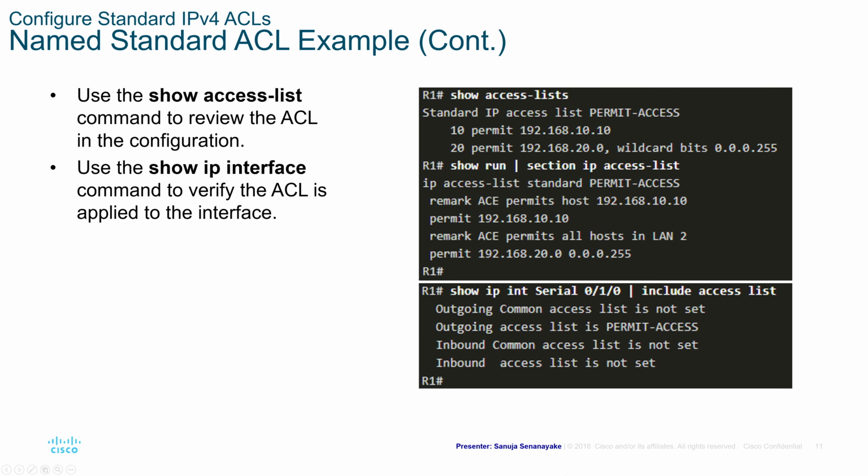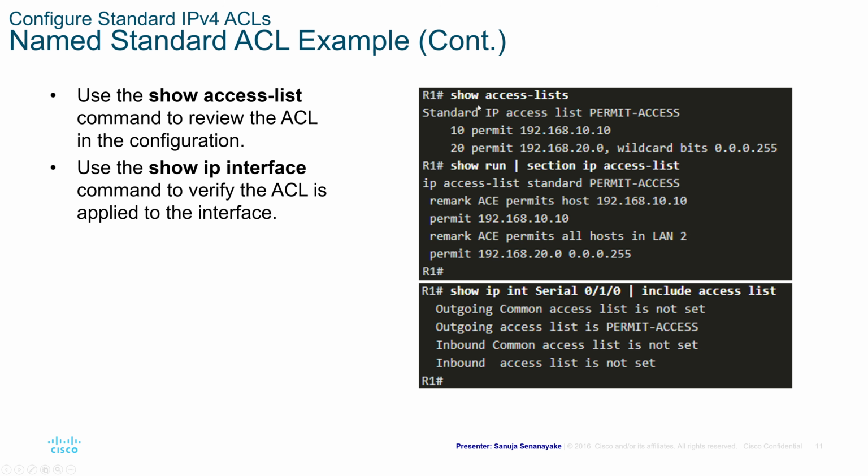So you can use the show access-list command to review the ACL in the configuration just like before. You can also use the show ip interface command to verify the ACL that is applied to that particular interface that you're looking at. So on the right hand side, you can see that.